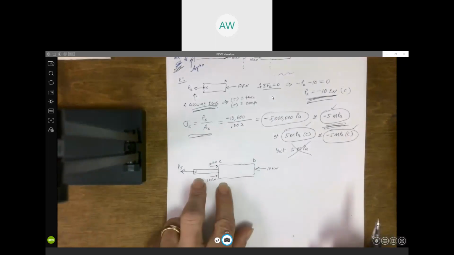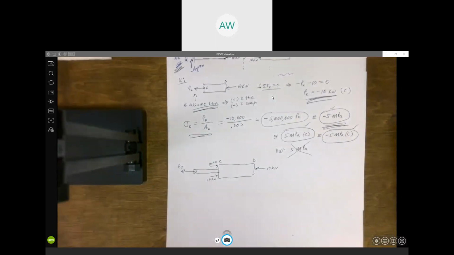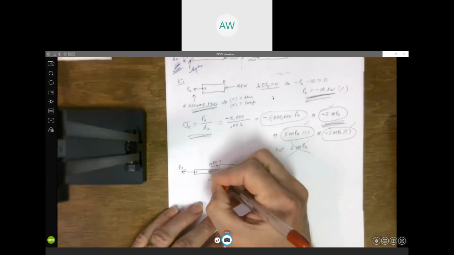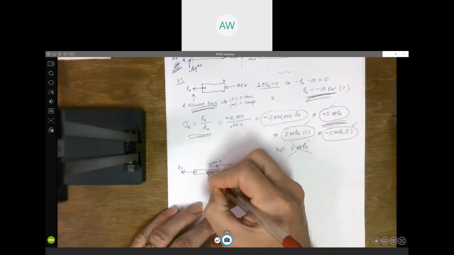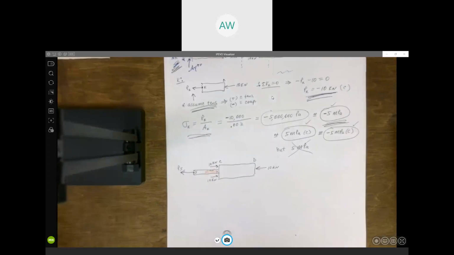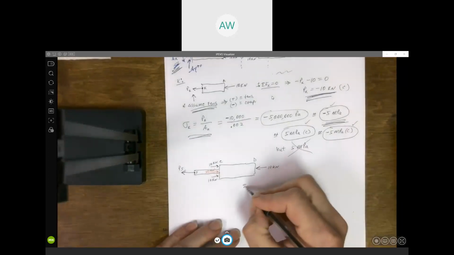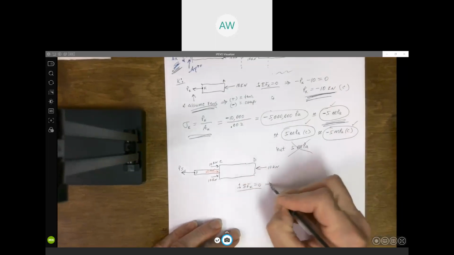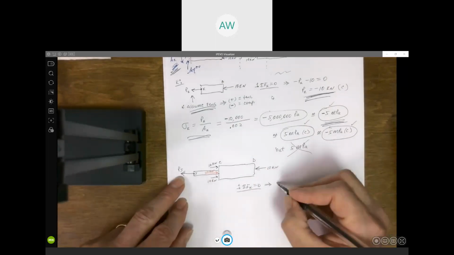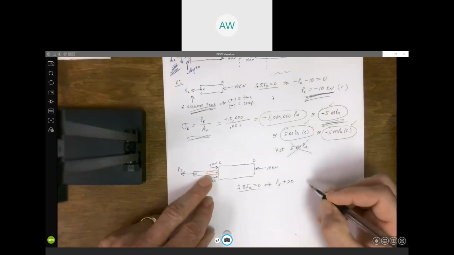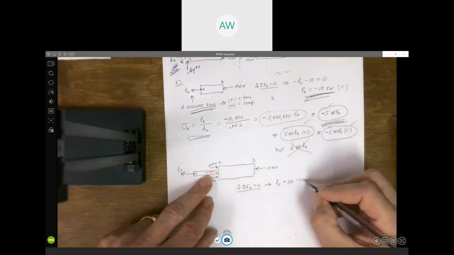We can't just look at a little piece here. And like I said a minute ago, we got the two 10 kilonewtons. That's the same thing as putting 20 right there in the middle. So when we sum forces here, we've got P, I assume, is going to the left. We got 20 going to the right, and we got 10 going to the left.